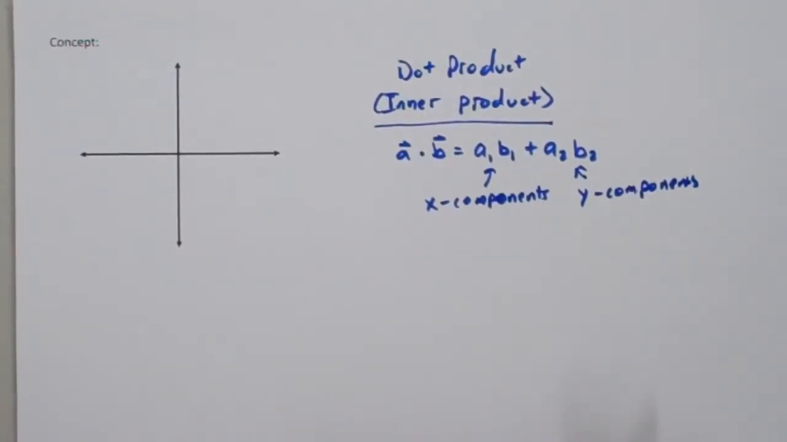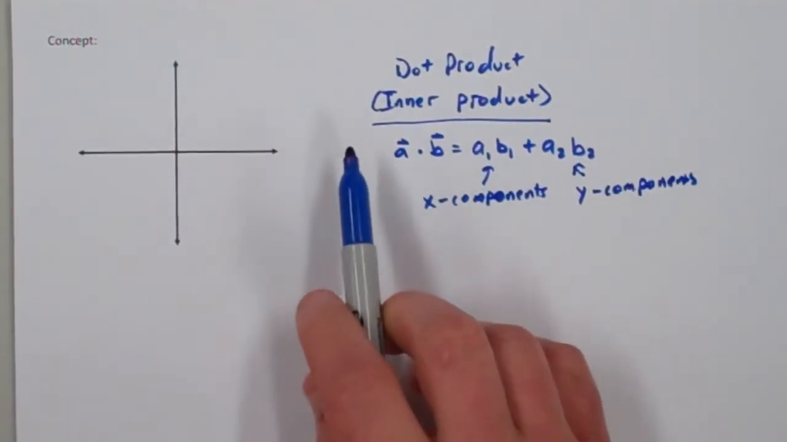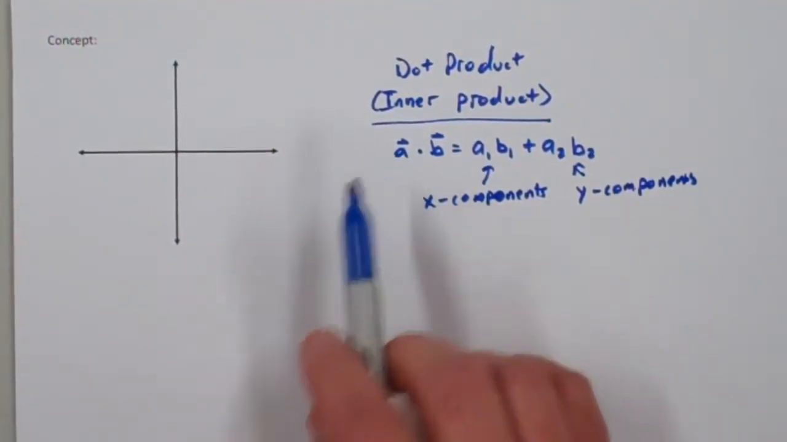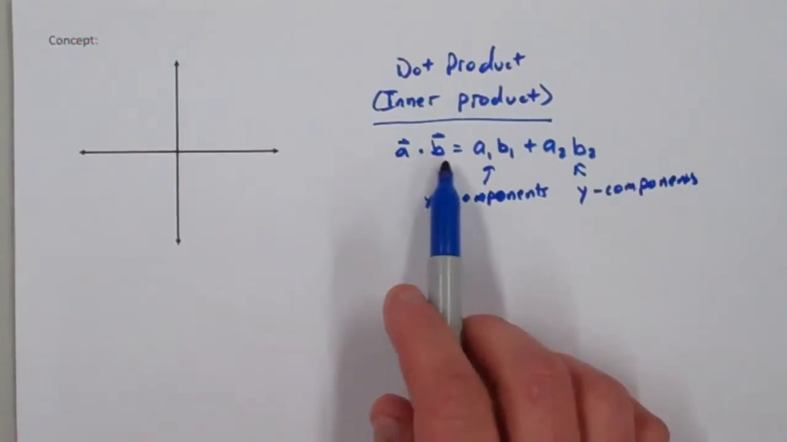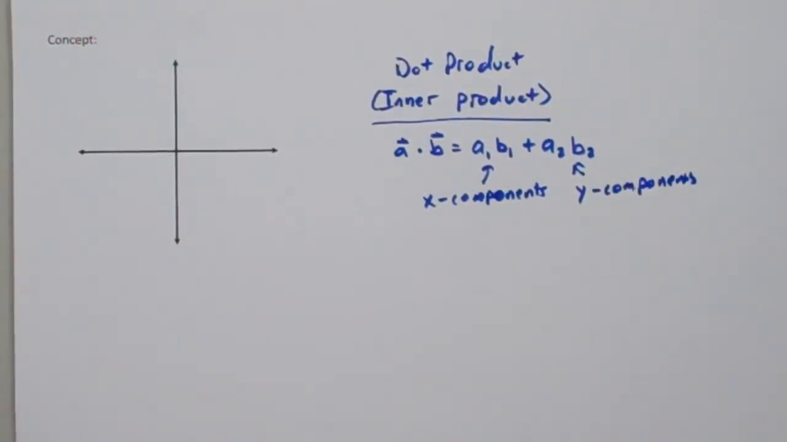There is another type of product that we'll discuss in a later video. This is also different than scalar multiplication, where we would have a number outside and multiply that by a vector. Here we're actually multiplying these two vectors together in a way that's called the dot product.